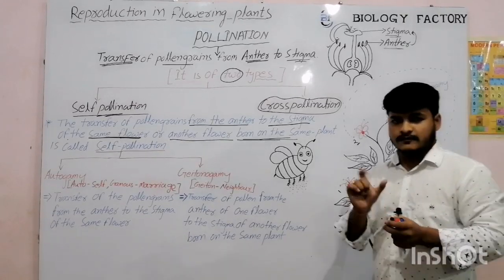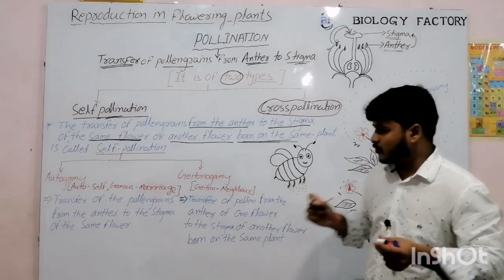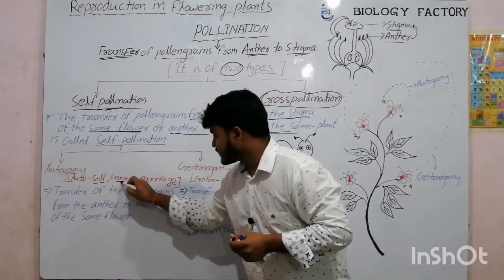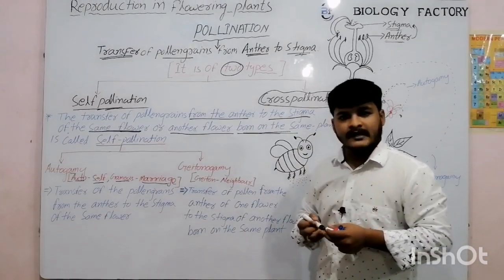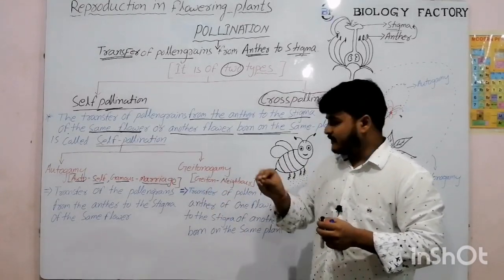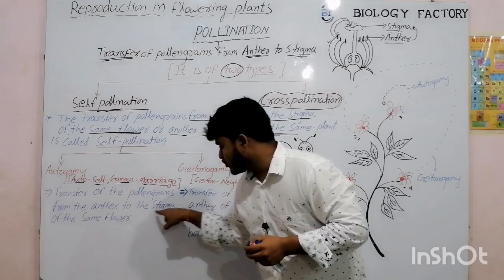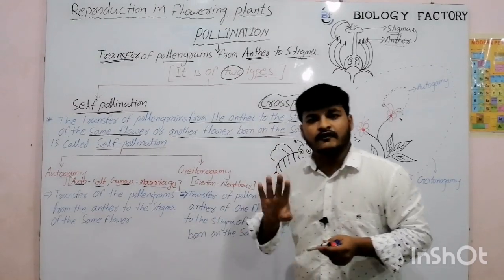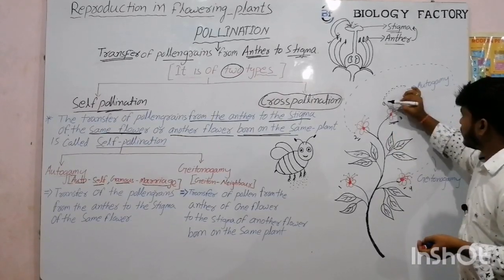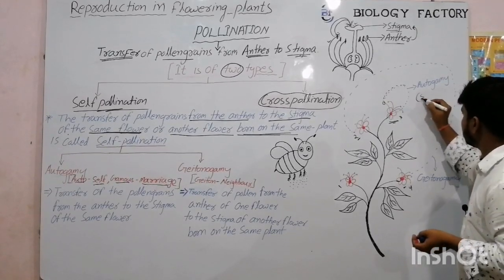You just split the term. Auto means self, and gamos means marriage. I wrote over here, this is autogamy, and autogamy means auto is self and gamos is marriage. When the marriage takes place in the same flower, that means the pollen grains are transferred within a single flower, then it is known as autogamy. It is the transfer of the pollen grains from the anther to the stigma of the same flower. That means the flower is the same, no change of flower takes place. When this is a single flower, the pollen grains are transferred from the anther to the stigma of the same flower.